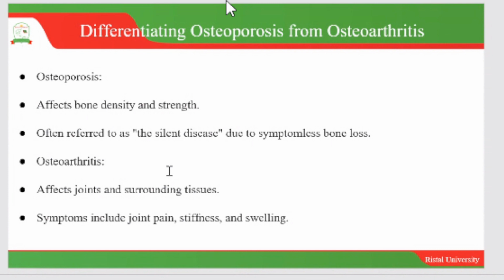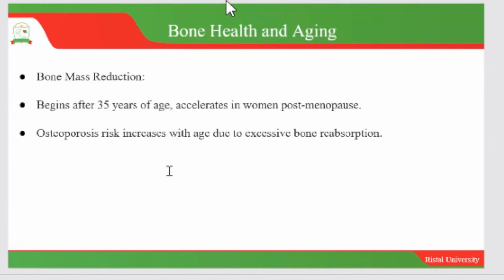So when we talk of osteoarthritis, we are looking at affecting joints and also surrounding tissues. Symptoms include joint pain, stiffness, and swelling. Really, bone health and aging, bone mass reduction begins after 30 years of age and accelerates in women post-menopause. So osteoporosis risk increases with age due to excessive bone reabsorption.